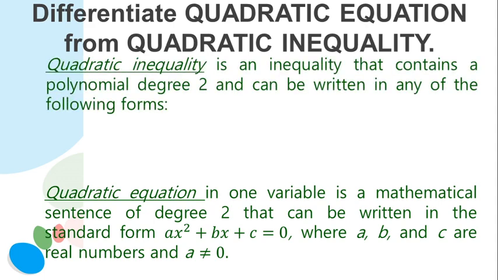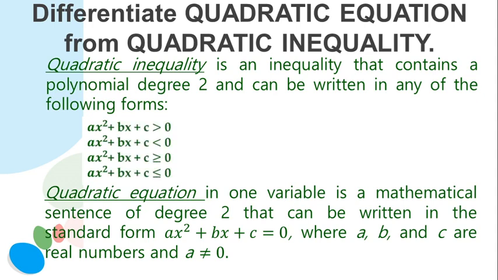While quadratic inequality is an inequality that contains a polynomial of degree 2 and can be written in any of the following forms. So we have ax squared plus bx plus c is greater than 0, ax squared plus bx plus c is less than 0, ax squared plus bx plus c is greater than or equal to 0, and ax squared plus bx plus c is less than or equal to 0, where a, b, and c are real numbers and a is not equal to 0.